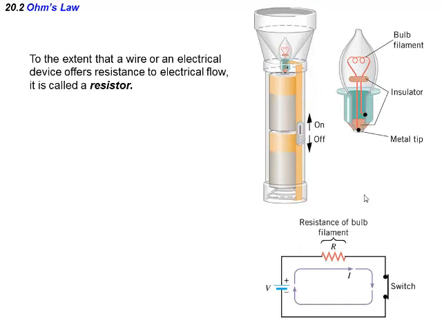So resistors resist electrical flow. If you see this circuit down here, the positive part of the battery shows conventional current going around this way, leaving the positive, going around the circuit, and returning to the negative side of the battery.